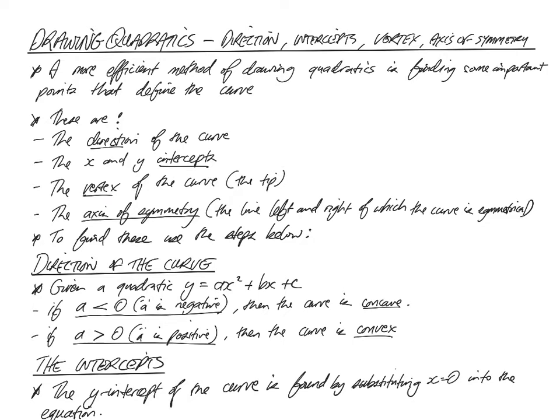So what are these points of interest? The direction of the curve, so whether it curves upwards or downwards, concave or convex; the x and y intercepts; the vertex of the curve, the tip or turning point; and the axis of symmetry, because all quadratics are symmetrical on the left and right side of a vertical line.